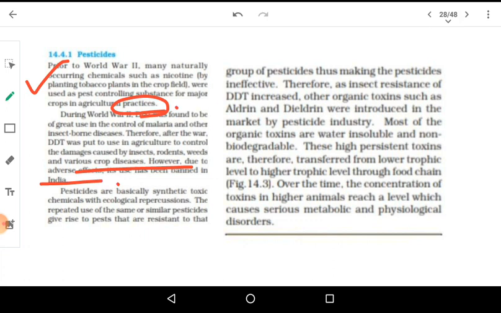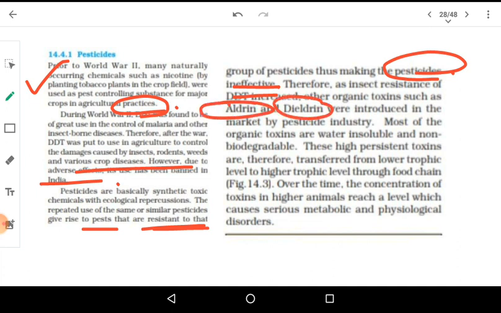The repeated use of the same or similar pesticides can give rise to pests that are resistant to those pesticides and can make these pesticides ineffective. Therefore, insects resistant to DDT increased. Other organic toxins such as aldrin and dieldrin were introduced into the market by the pesticide industry. These are organic toxins used in the pesticide industry. Most of the organic toxins are water insoluble, and this is important, they are non biodegradable as well.